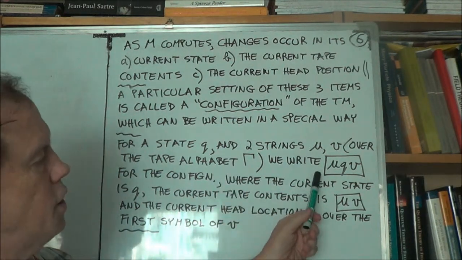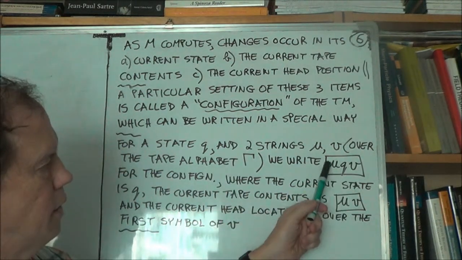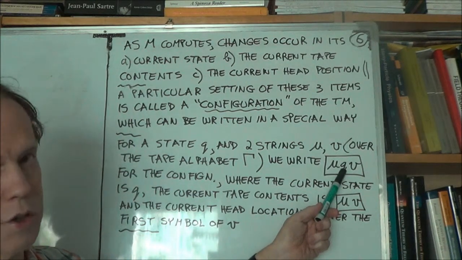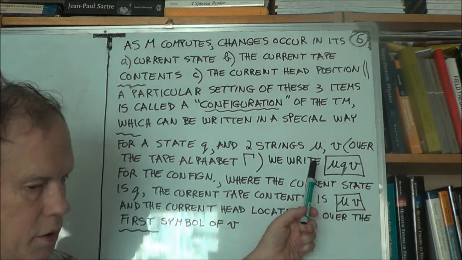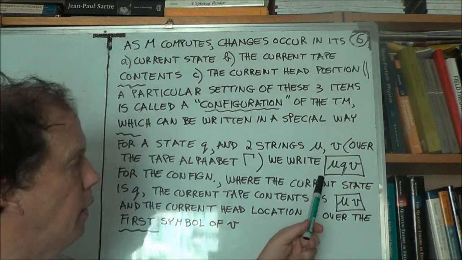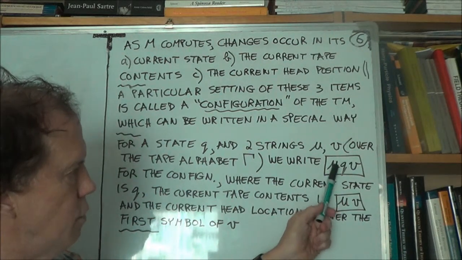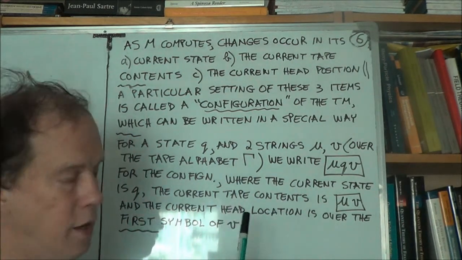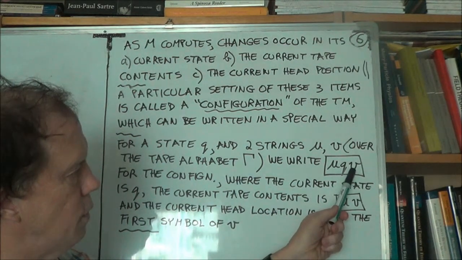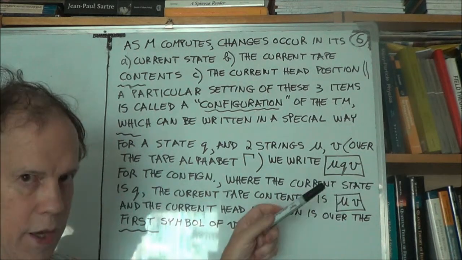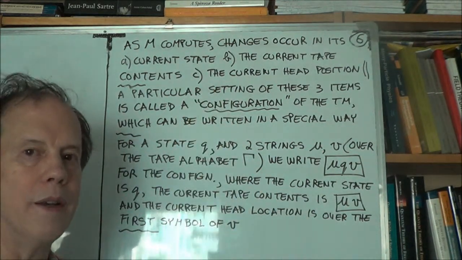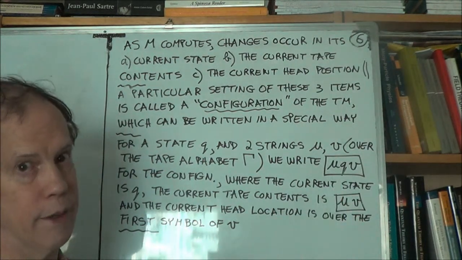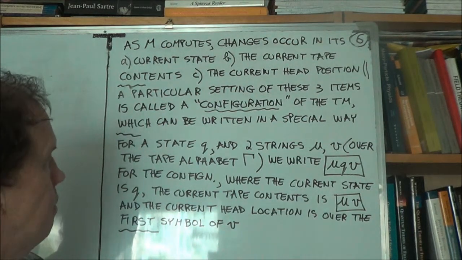And you write the configuration in a kind of shorthand, like this, UQV. You look at the middle symbol here, the Q, that's your current state. To know the current contents of the tape, you concatenate these two strings, UV. So that's the contents of the tape. And you know the position of the head by looking at the first symbol of your V, and the head is over the square containing that first, leftmost symbol of the string V, right? So that's it.